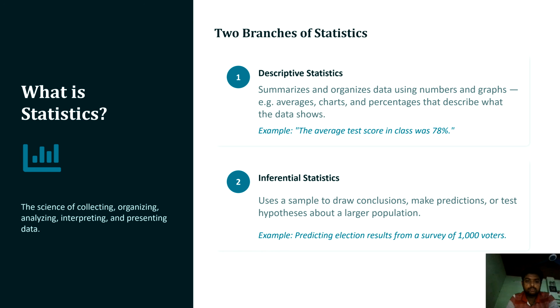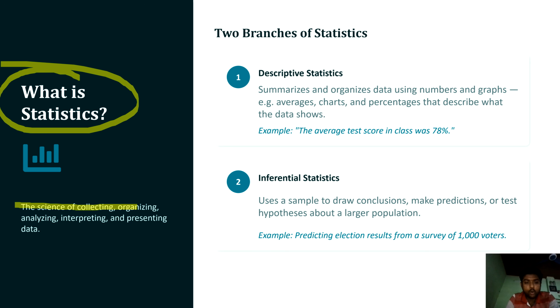Coming to the next slide. At first, we should know what is statistics. By definition, the science of collecting, organizing, analyzing, interpreting, and presenting data is called the statistical sciences. So, statistics has two branches. Number one is descriptive statistics, and number two is inferential statistics. Descriptive statistics deals with summarizing and organizing the data using numbers and graphs.